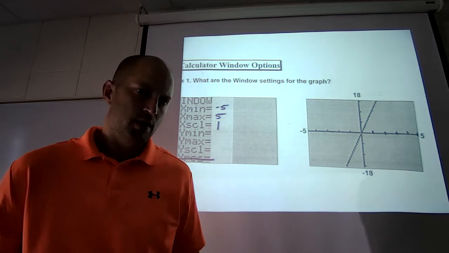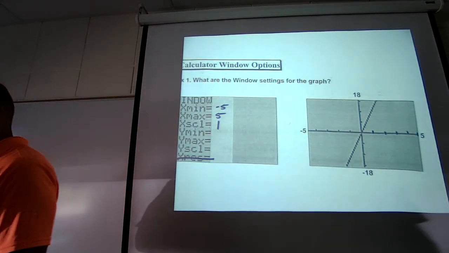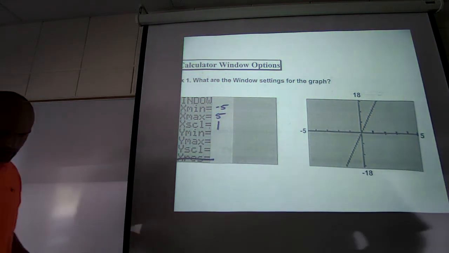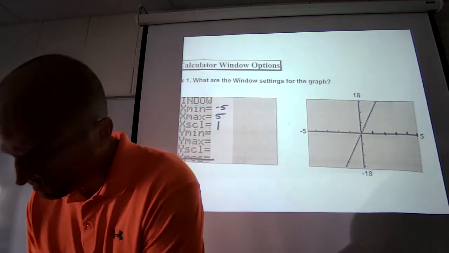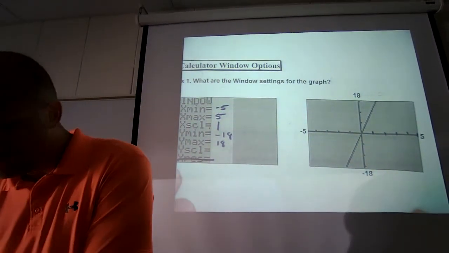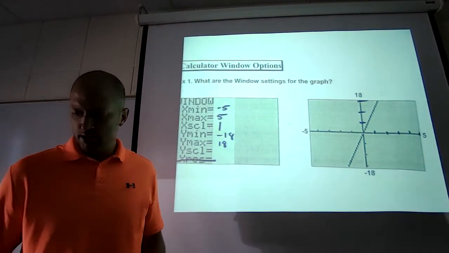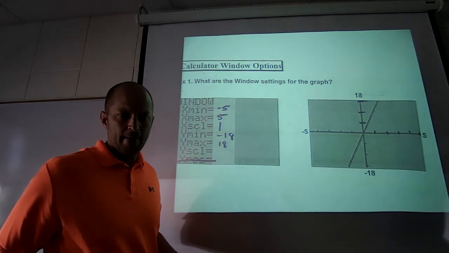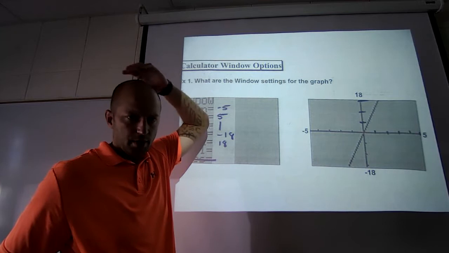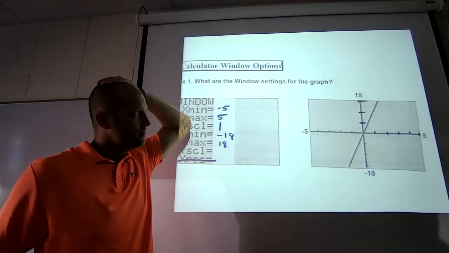Okay? Joey D, what's the Y min and Y max? 18 and -18. Perfect. So 18, negative 18. And now look at our tick marks. I've got 1, 2, 3 tick marks. Well, what are they counting by if it's going all the way to 18, but there are only 3 tick marks? What are they counting by?